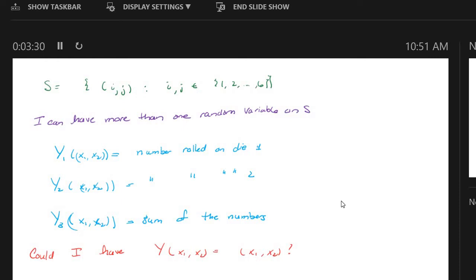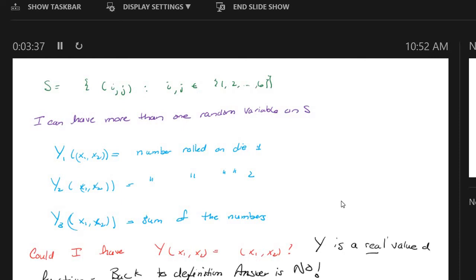That would be a nice kind of test question, right? Put stuff there that you can't do and ask you if you can do this. So no, the answer is that Y has to be a real valued function. So always back to the definition. The answer would be no.